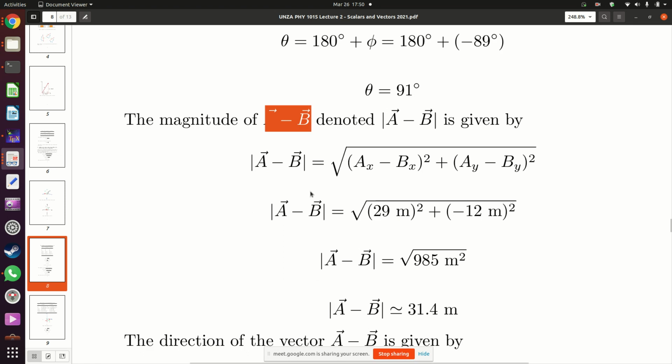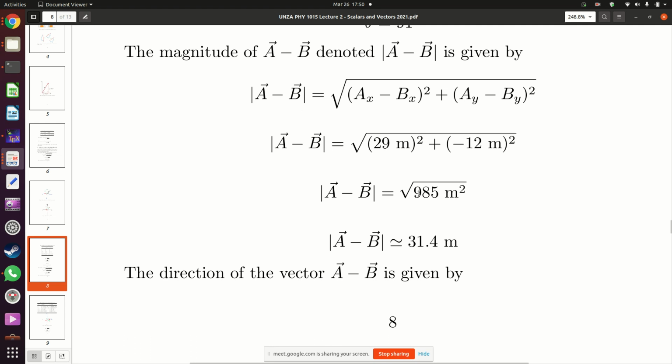So the magnitude of A minus B is going to be equal to the square root of how much A minus B is along the x-axis squared plus how much A minus B is along the y-axis squared. Along the x-axis, A minus B is 29 meters, so you square that, plus along the y-axis, minus 12 meters, we square that. Adding them, we have 985 meters squared. Then you obtain the square root, and A minus B has a size of 31.4 meters.